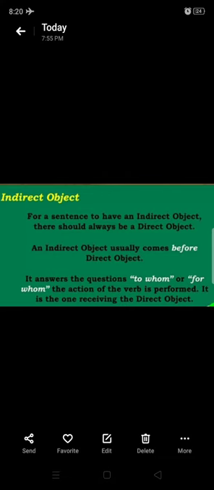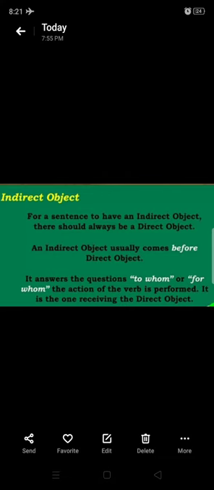In a sentence, it is necessary to have a direct object, and a direct object can exist without an indirect object. But there can never be an indirect object without a direct object. This is the reason we remember the transitive and intransitive verb. A sentence which has an object is called transitive, and a sentence which does not have an object is called intransitive.